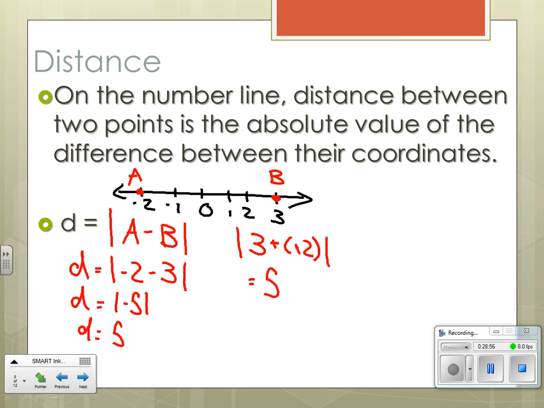Now if you really want to make sure you're right, if you got the number line, what's another way to get 5? Yeah, so you go 1, 2, 3, 4, 5. Just count those spaces. Add up how many spaces you've got, and that'll be a way to check it.